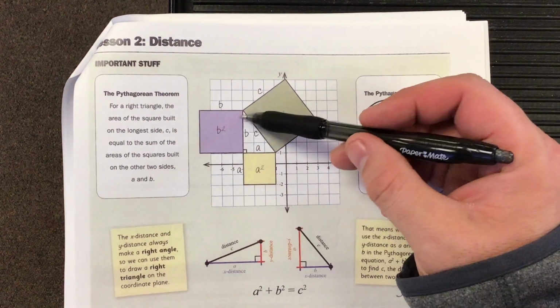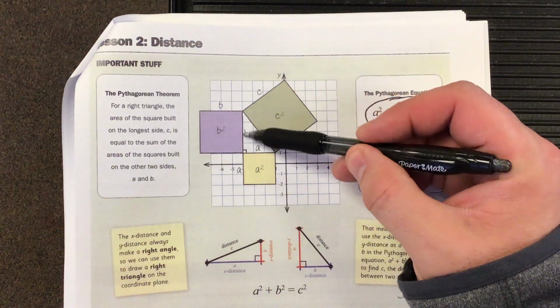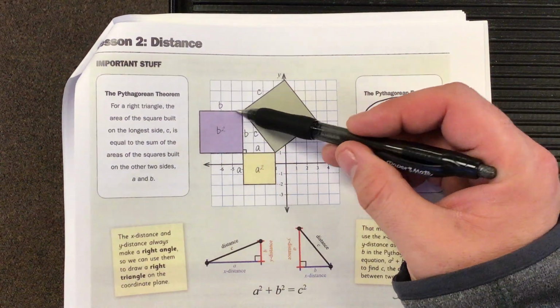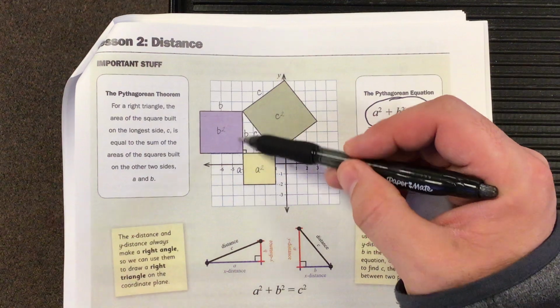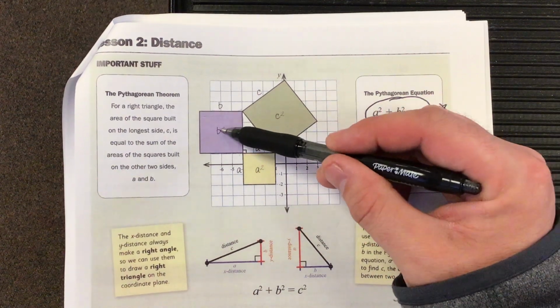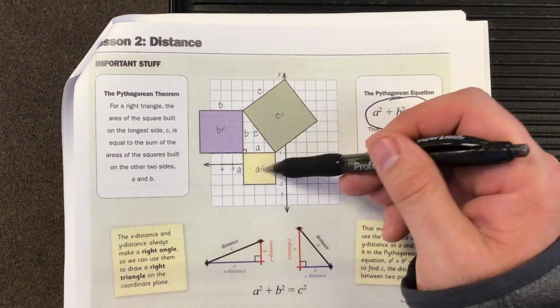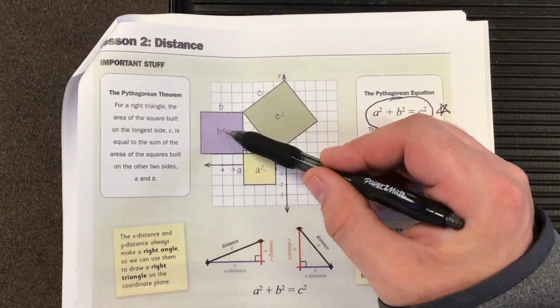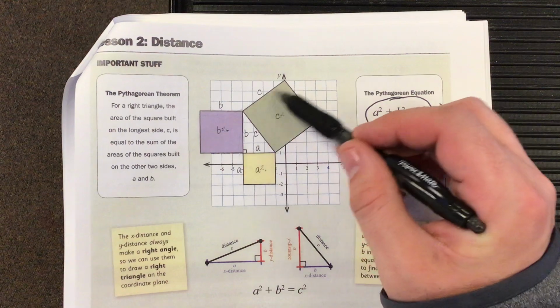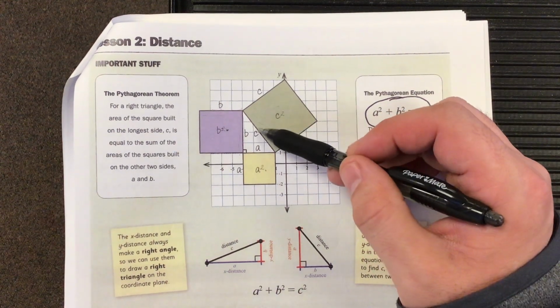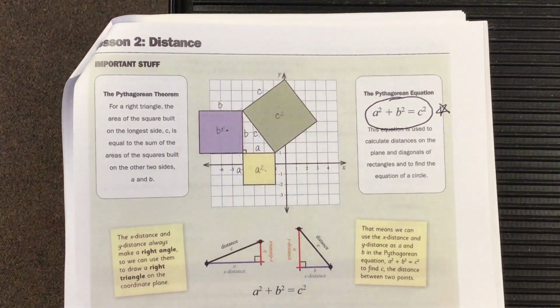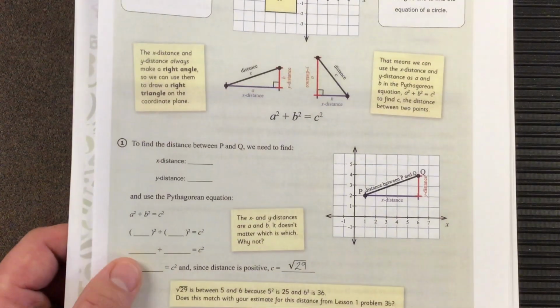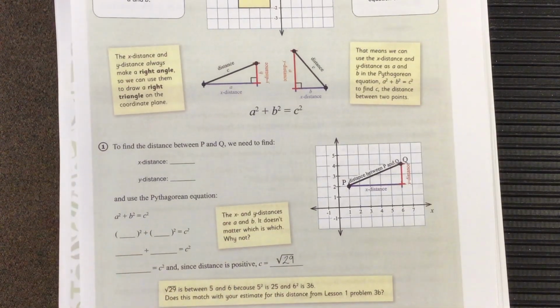How far is B? 4. And what's 4 times 4? 16. So those two things added together will equal this square. So 9 plus 16 is 25. So this is a 5 by 5 square. So that helps me get C. All right, so again, we're just going to do more examples of that today.